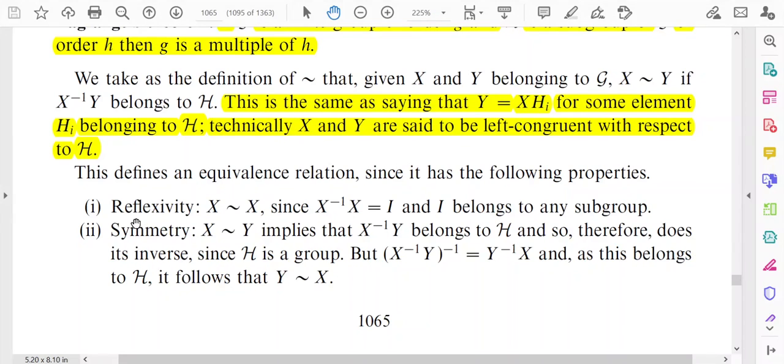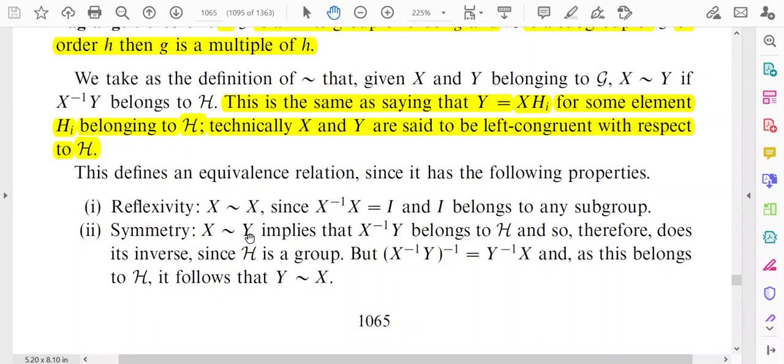Why? Because you see that reflexivity, x equivalent to x, holds. If you write x inverse x, then it will be I. So I belongs to any subgroup. We are saying that x inverse y belongs to H, so x inverse x is equal to I, and that will belong to any subgroup.